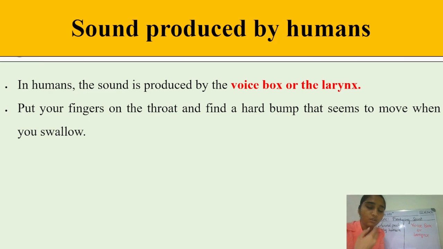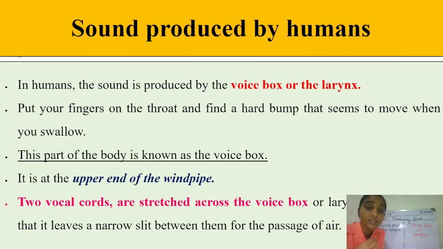Okay, you try to swallow like this. Put your fingers on the throat and find a hard bump. Yes, I am able to find it. Are you also? Very good, students. So what is happening? This part of the body is known as the voice box, and it is at the upper end of the windpipe.